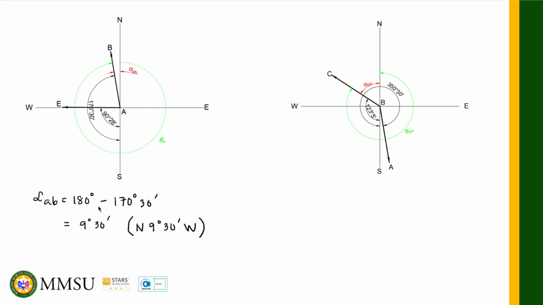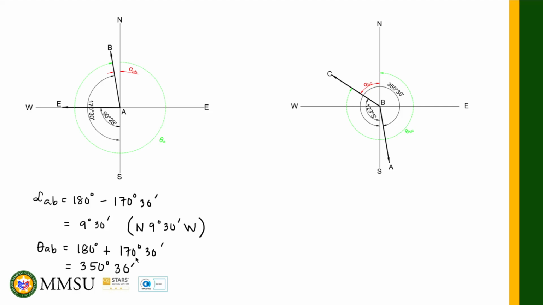Okay, so we just add that. Theta AB is equal to 180 degrees. That's the full half circle, and we just need to add this azimuth from the south. Okay, that's 170 degrees 30 minutes, and we come up with 350 degrees 30 minutes. Okay, that's our bearing and azimuth for AB.